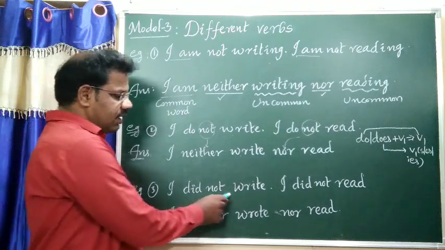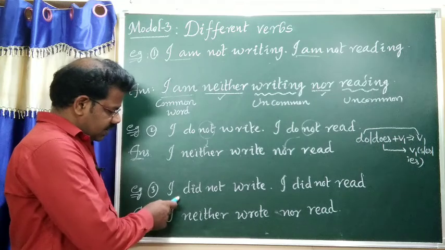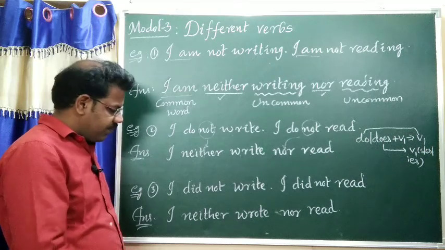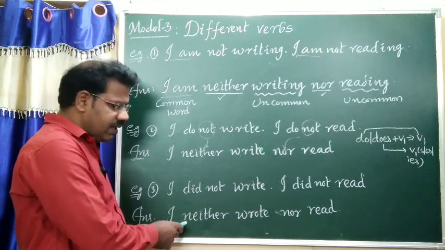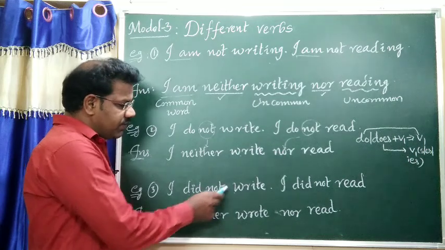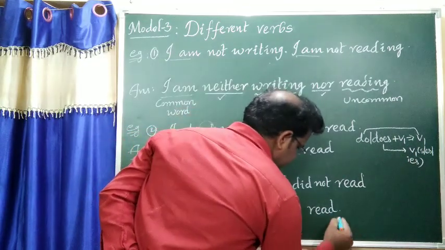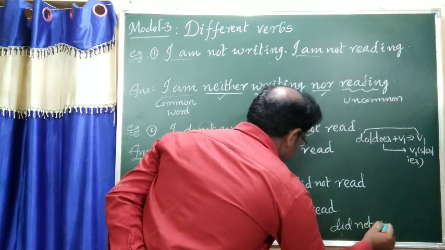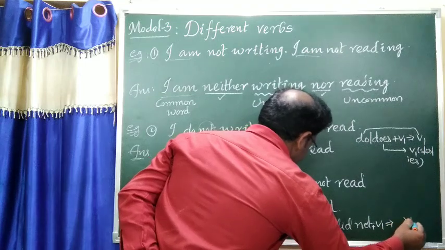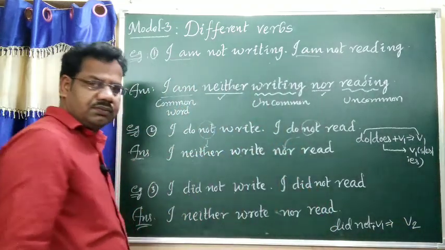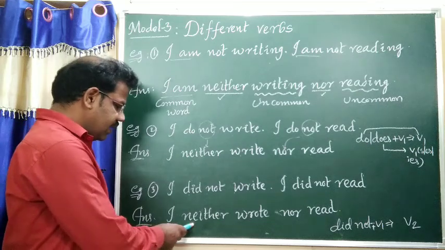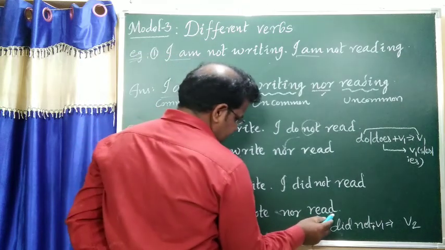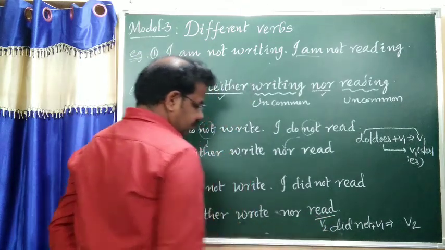Third one, I did not write, I did not read. Did not plus V1 represents simple past tense. Then I neither. Did not plus V1. In the answer we have to write V2. Then the answer is, I neither wrote nor read. Here the spelling is the same, but the verb form is V2.